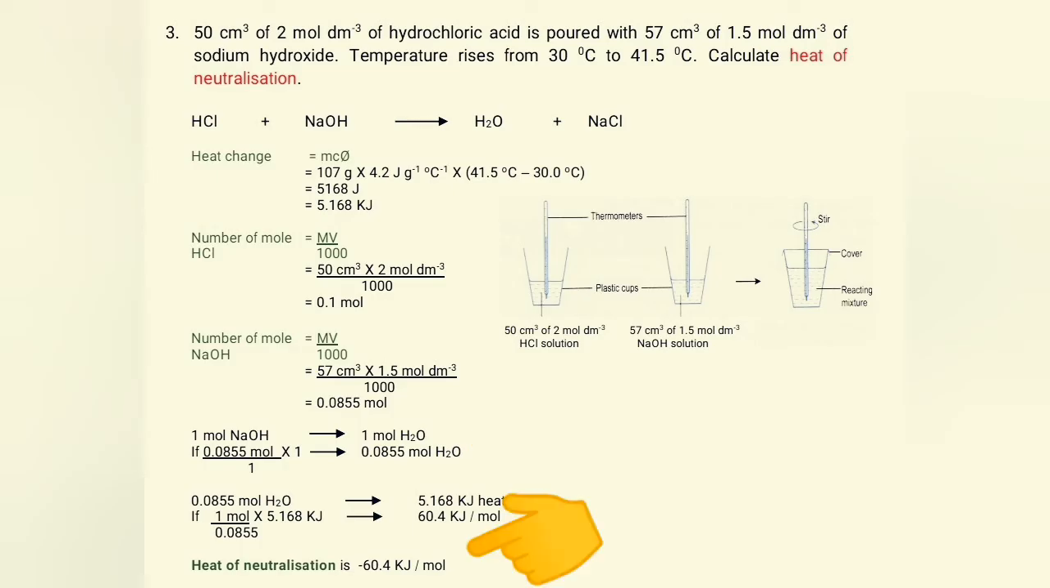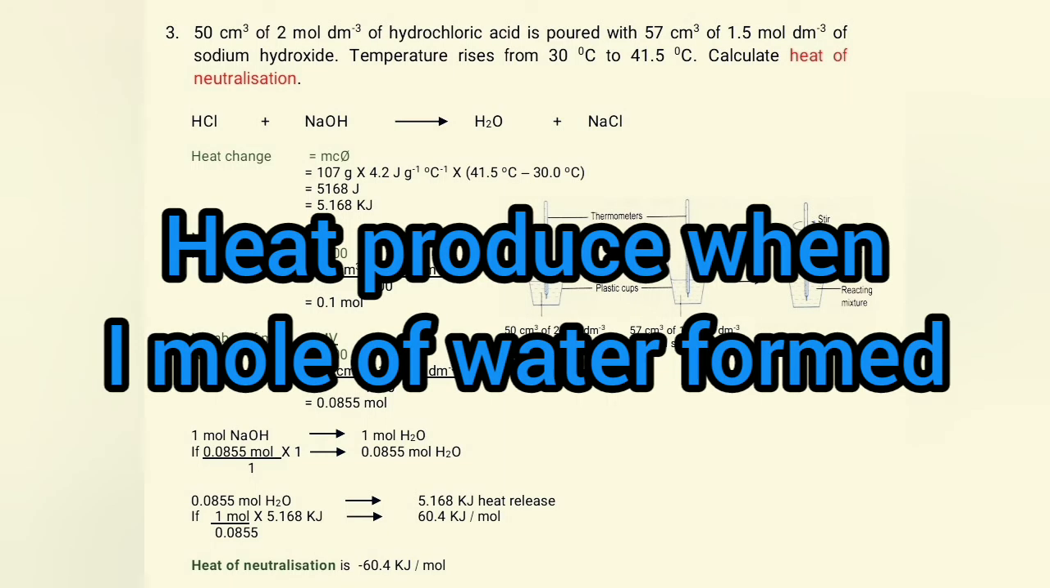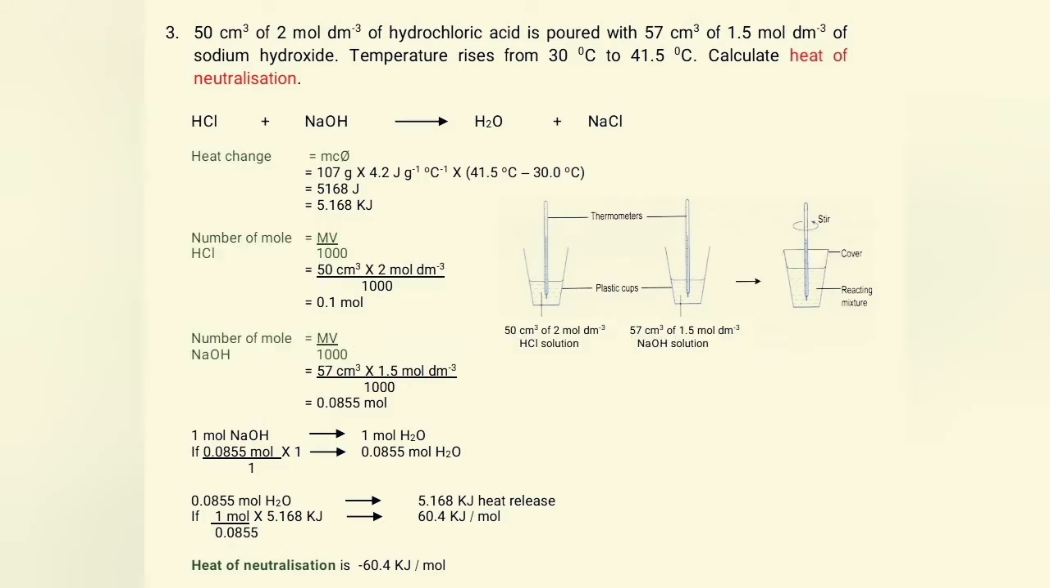To get the heat of neutralization, we need to make a proportion between the number of moles of water produced and the quantity of heat released, to get the quantity of heat released when 1 mole of water is produced. This is because the heat of neutralization is the heat produced when 1 mole of water is formed from the reaction between an acid and an alkali.